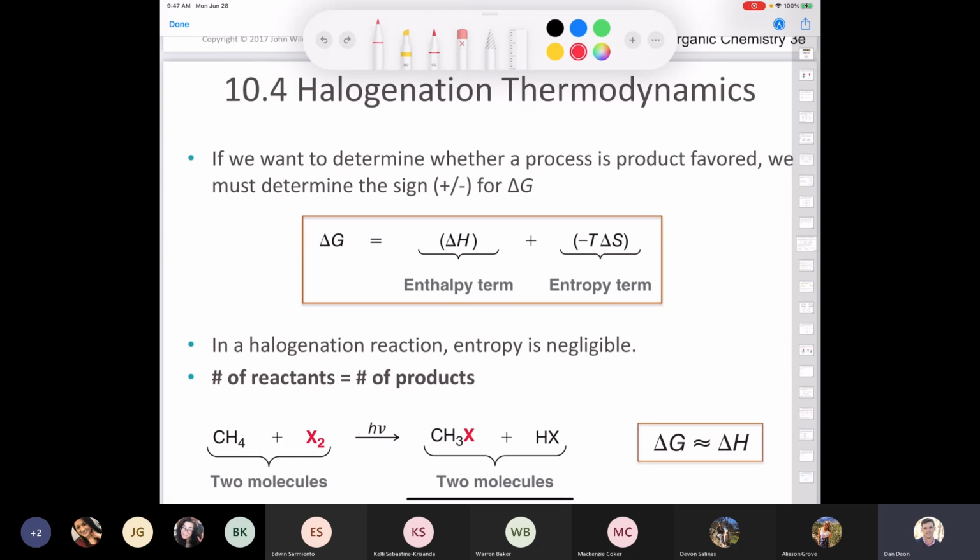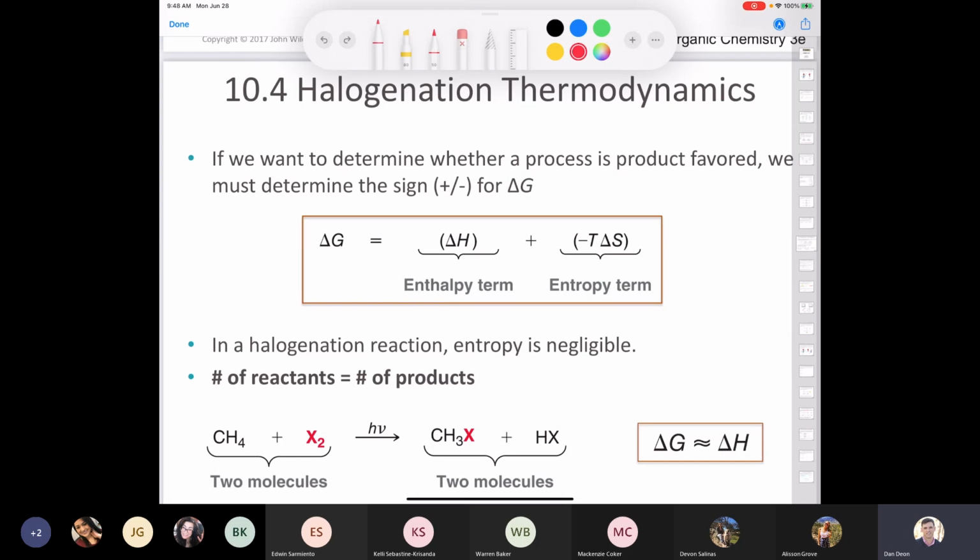Yeah, so halogenation thermodynamics, this is what's going to help us to understand why chlorination and bromination of alkanes is reasonable. Okay, bromination is preferred by most organic chemists, and I'll explain why in a little bit. And it will also explain why fluorination and iodination are kind of useless for different reasons.